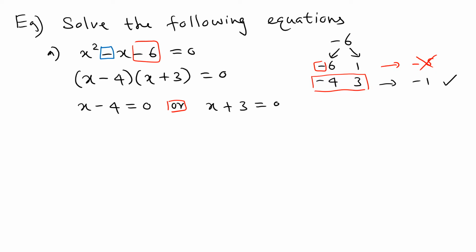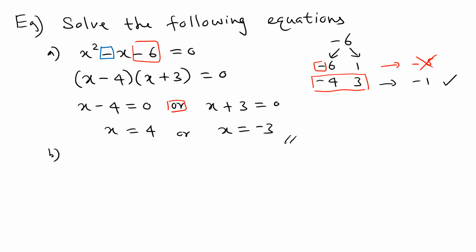Adding 4 to both sides of the first one, you get x equals 4. Or, subtracting 3 from both sides, x equals -3. Those are the two solutions of the equation, because once you plug in those values, it satisfies the equation, as we discussed earlier. Okay, let's look at the next problem.